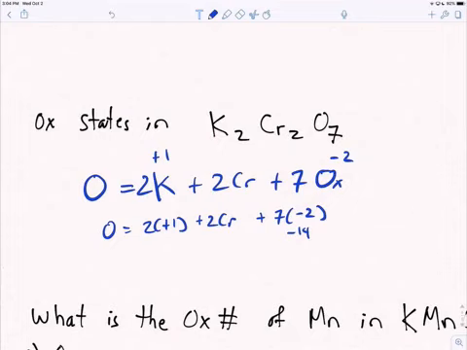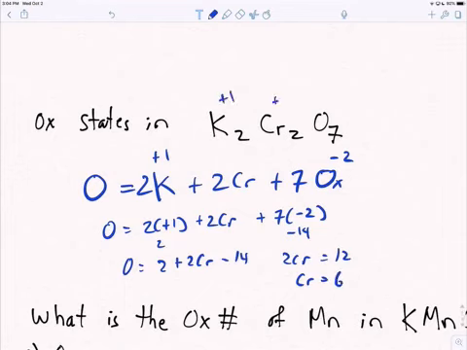2 times 1 is 2. So we have 0 is equal to 2 plus 2Cr minus 14, or 2 chromium equals 12. Chromium is equal to +6. So it's +1, +6, -2 for the oxidation states here.